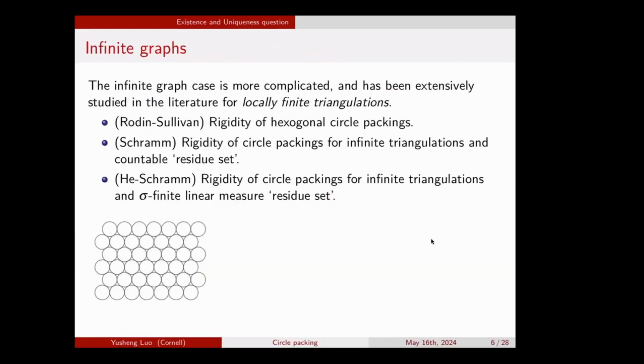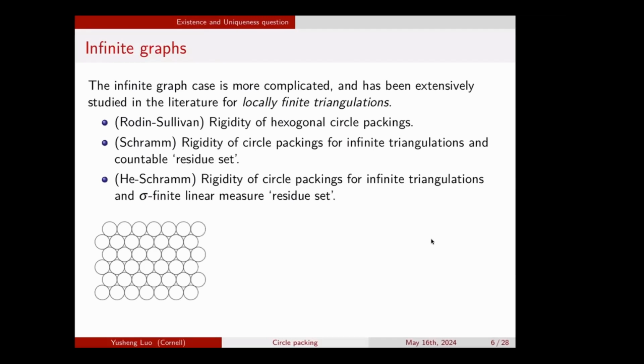Okay, so when the graph is infinite, the case is more complicated, and it has been extensively studied in the literature in the 90s and early 2000s for those locally finite triangulations. The first result of this type is perhaps a result by Rodin and Sullivan, which says that if you have the hexagonal circle packing, then it is rigid. A hexagonal circle packing is a circle packing that has this infinite hexagonal pattern. And this has applications in Thurston's discrete Riemann mapping theorem.